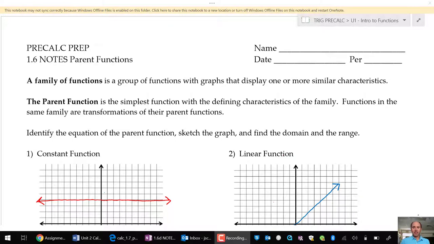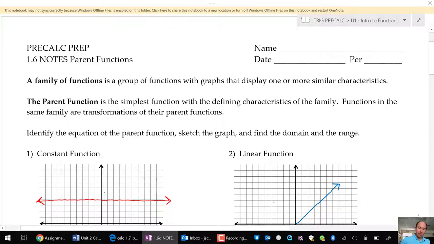Hey everybody, this is Mr. Schaefer, and this topic is going to cover a variety of the parent functions, the primary families of functions that we're going to encounter in pre-calculus. So we should know about the domains and ranges of these functions, and in general what they look like and what their algebraic equations look like as well.